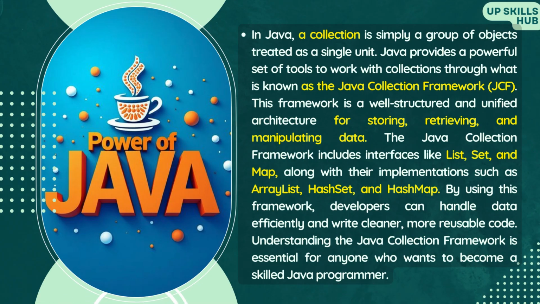The Java Collection Framework includes interfaces like List, Set, and Map, along with their implementations such as ArrayList, HashSet, and HashMap. By using this framework, developers can handle data efficiently and write cleaner, more reusable code. Understanding the Java Collection Framework is essential for everyone who wants to become a skilled Java programmer.